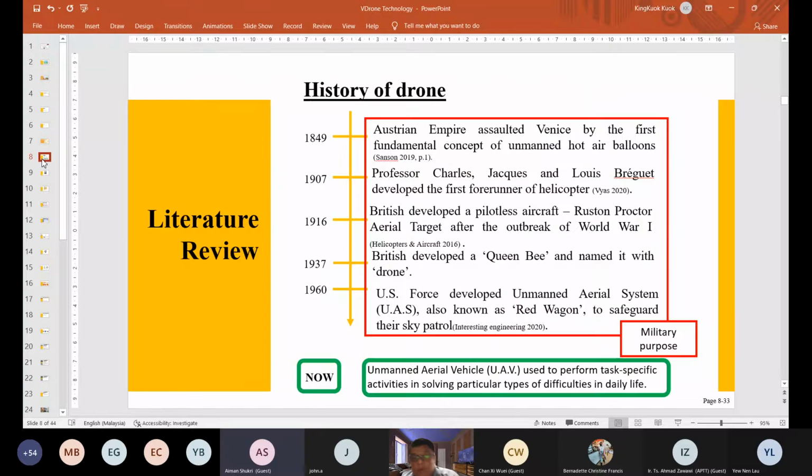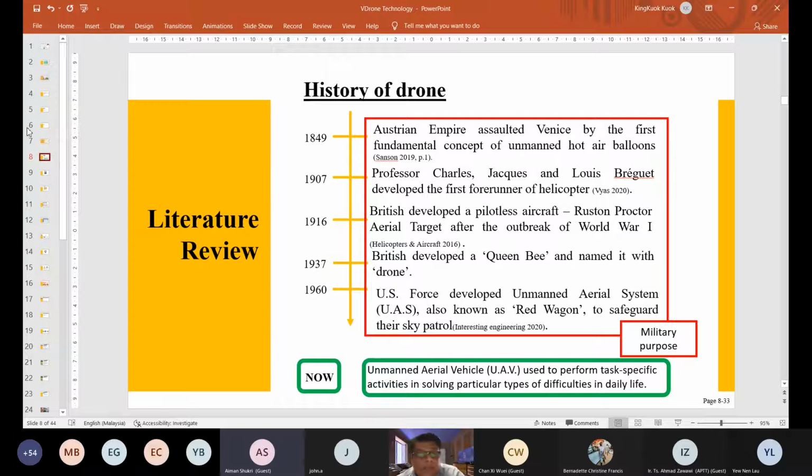Okay, so before we look into the drone, let's go through some of the history of drones. The history of drones started in 1849, when the Austrian Empire wanted to attack Venice. What they did was tie bombs to hot air balloons, and by the time the balloons reached Venice, the bombs would be dropped, the bombs would explode, and the area would be attacked and conquered.